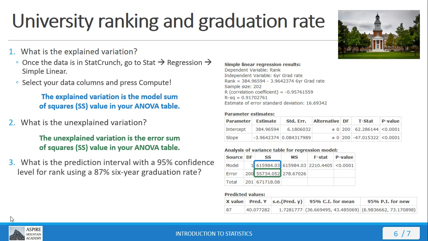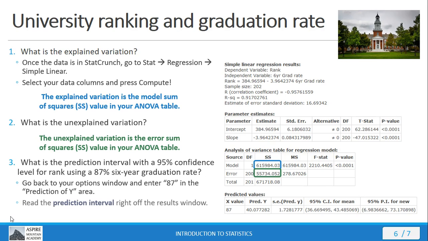And then the prediction interval with a 95% confidence level, that's just going to come from your prediction area. So go back into the options window, put in the 87 in the prediction of Y area, and then come back out and you'll get this prediction interval right here at the bottom below the ANOVA table. And that's really all there is to it. So it sounds complicated, but when it comes to solving problems, just get your ANOVA table, grab the numbers, and go.